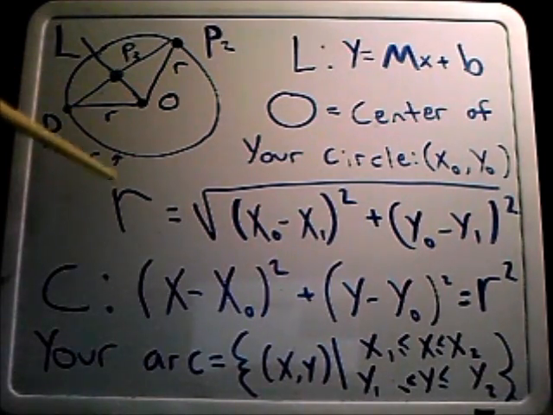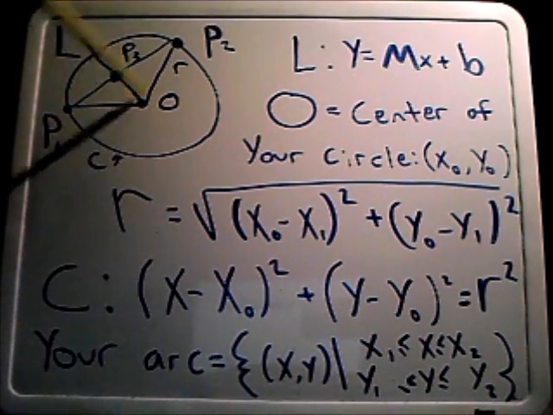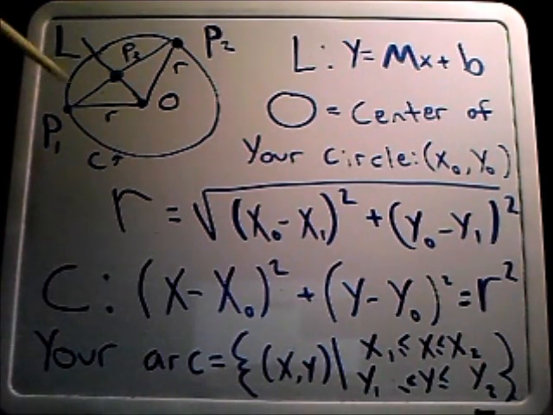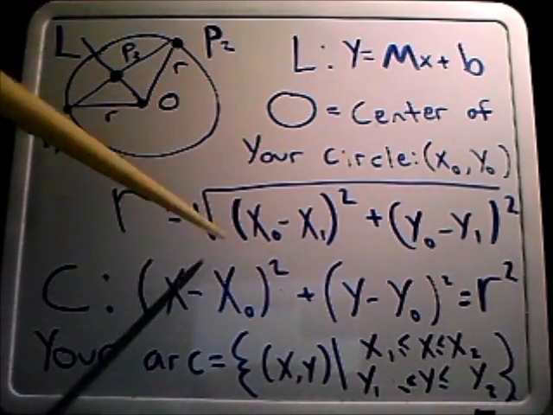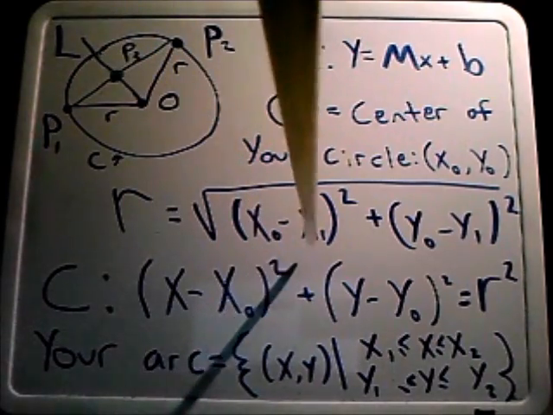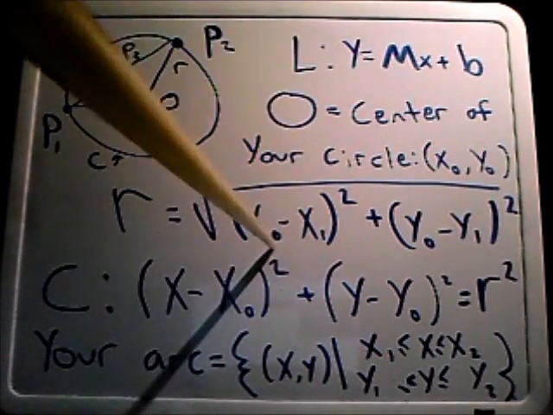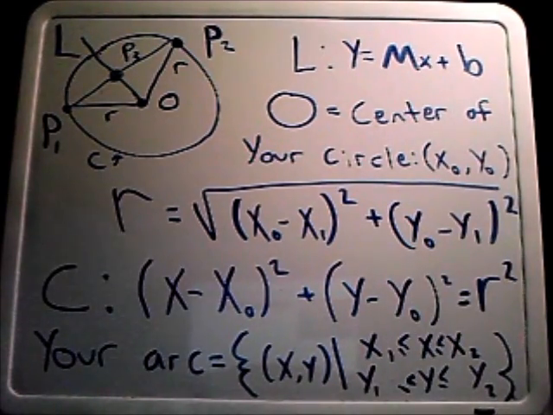Now, the radius of your circle, which we're going to call R, is nothing more than the distance formula from O to P2 or O to P1. It doesn't matter. I won't tell you why. It's not a big deal. But all you need to know is that the value of the radius of the circle is going to be equal to this. So use the distance formula with x sub 0 and x sub 1, and y sub 0 and y sub 1. Now, that's going to be your R.